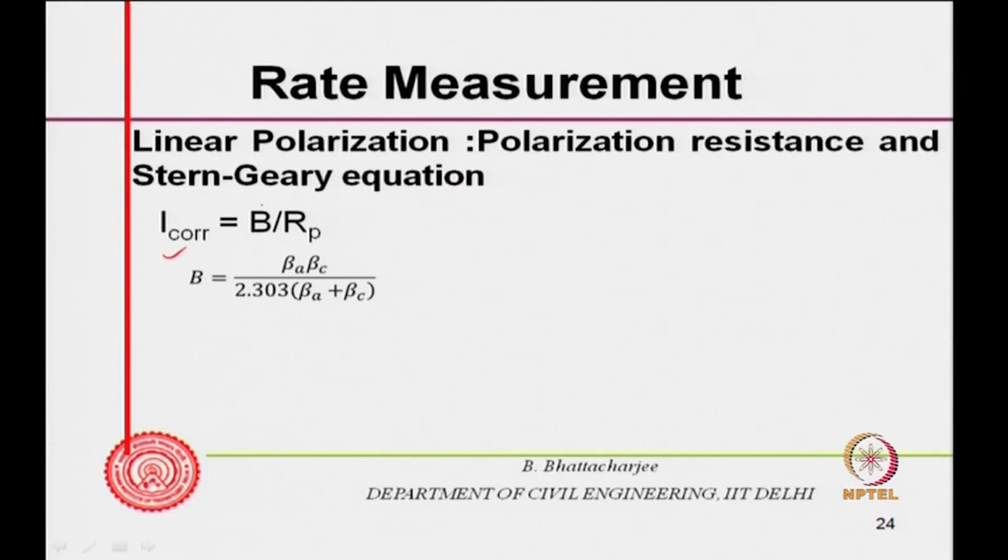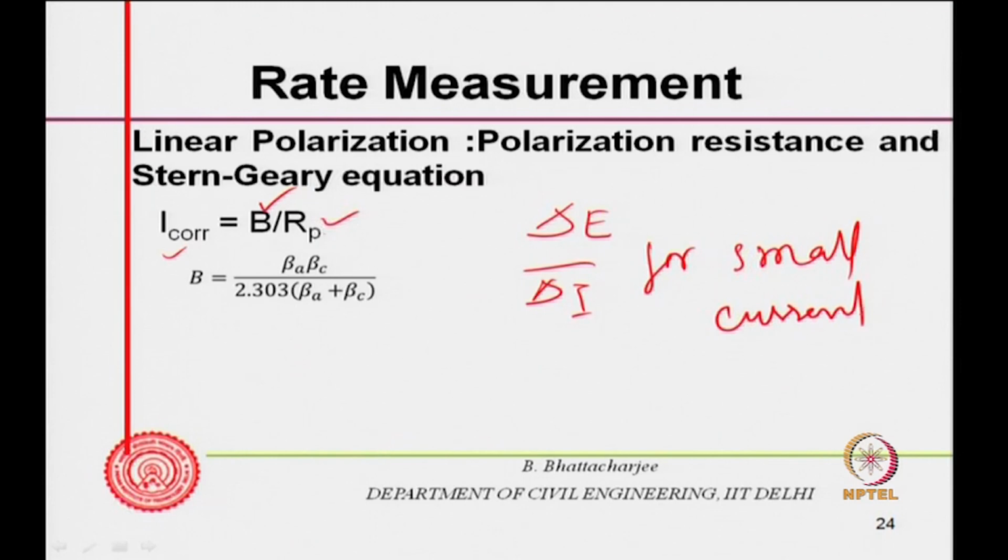So, I corr is given by B divided by R p, where R p is called polarization resistance, which is nothing but delta E over delta I for small current applied, such that the potential does not change more than plus minus 20 millivolt. B is called the Stern-Geary constant.